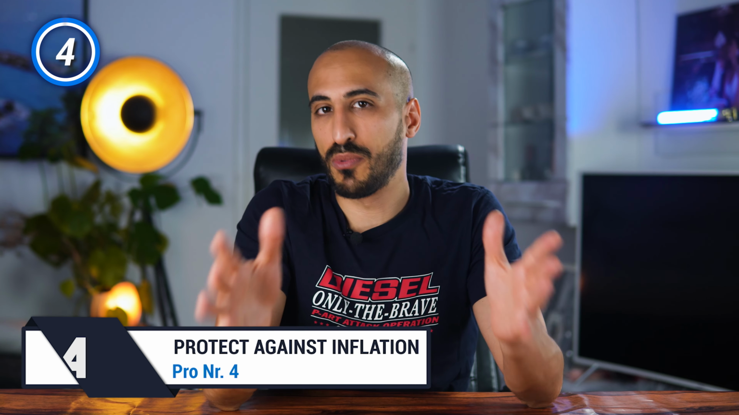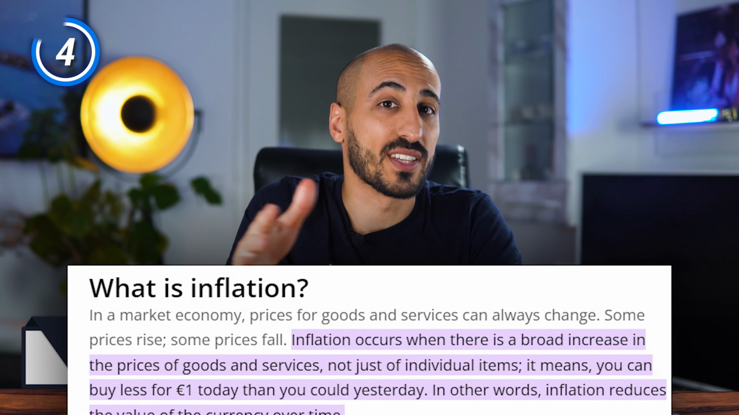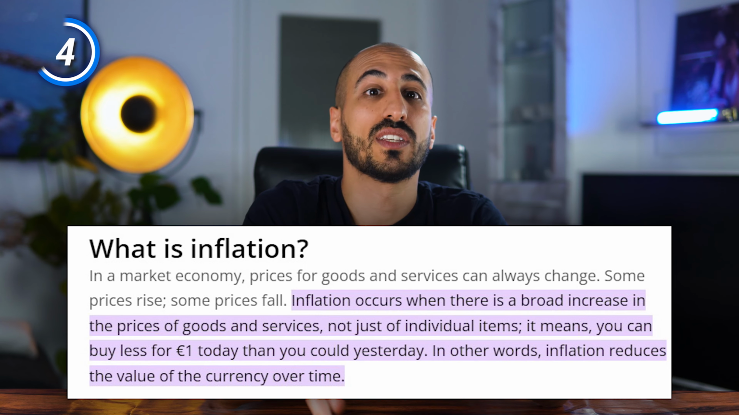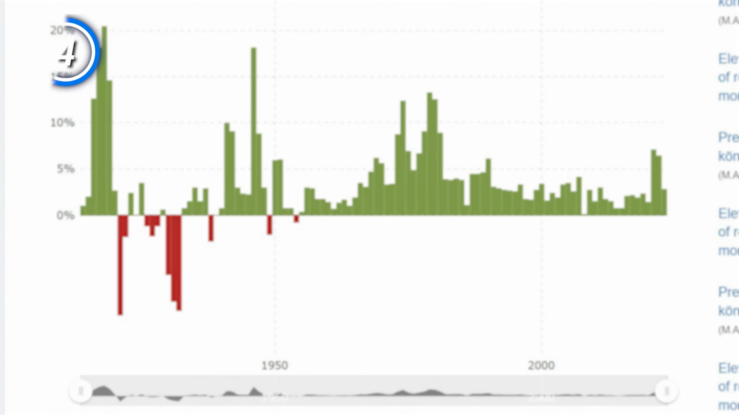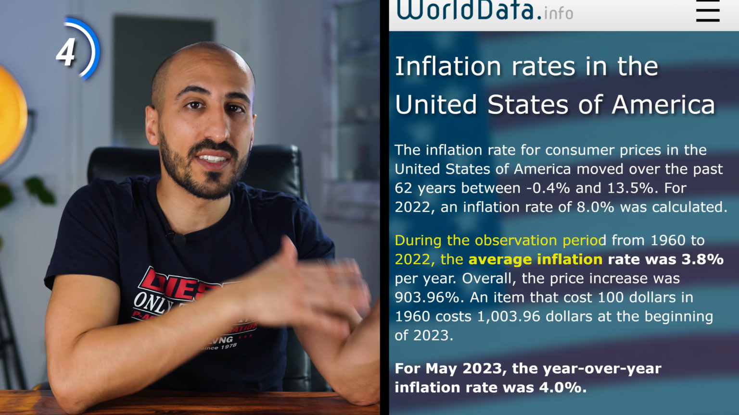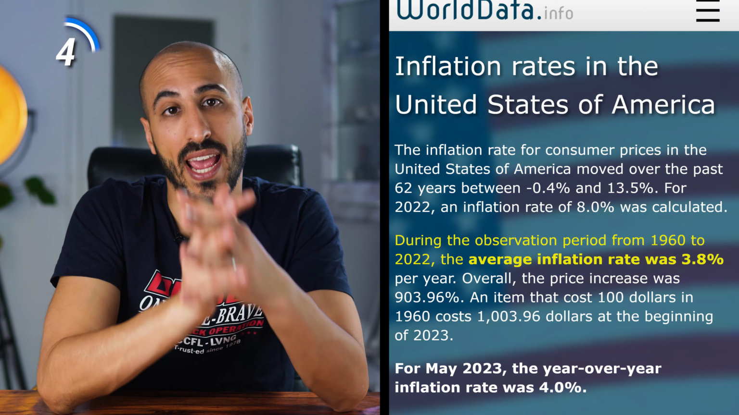All right, last, pro number 4 is that dividend portfolios protect against inflation. Inflation is the increase in prices for all the goods and services that we consume, causing our currency to lose intrinsic value. The last 100 years have been dominated by inflation, which are the green bars here. And between 1960 and 2022, the average inflation rate has been 3.8% per year.